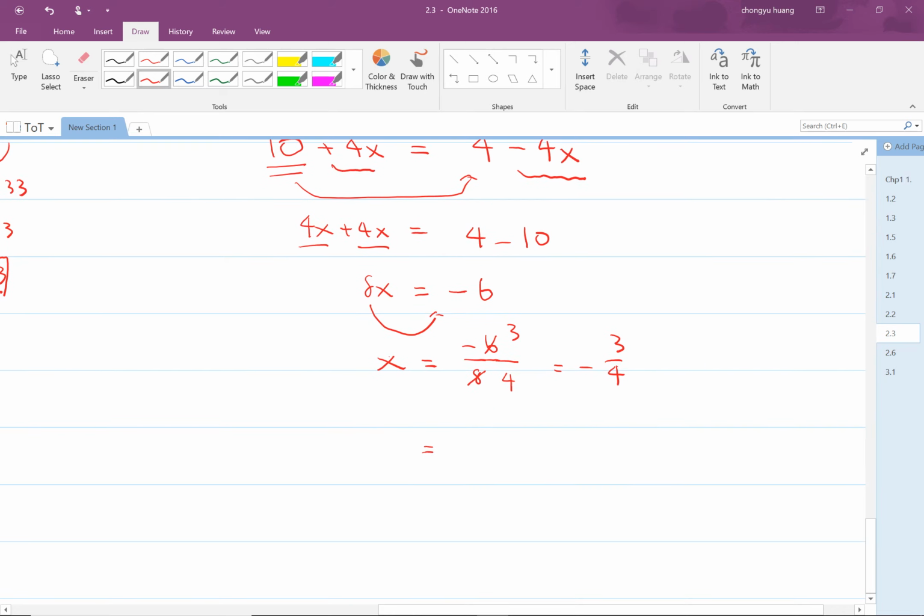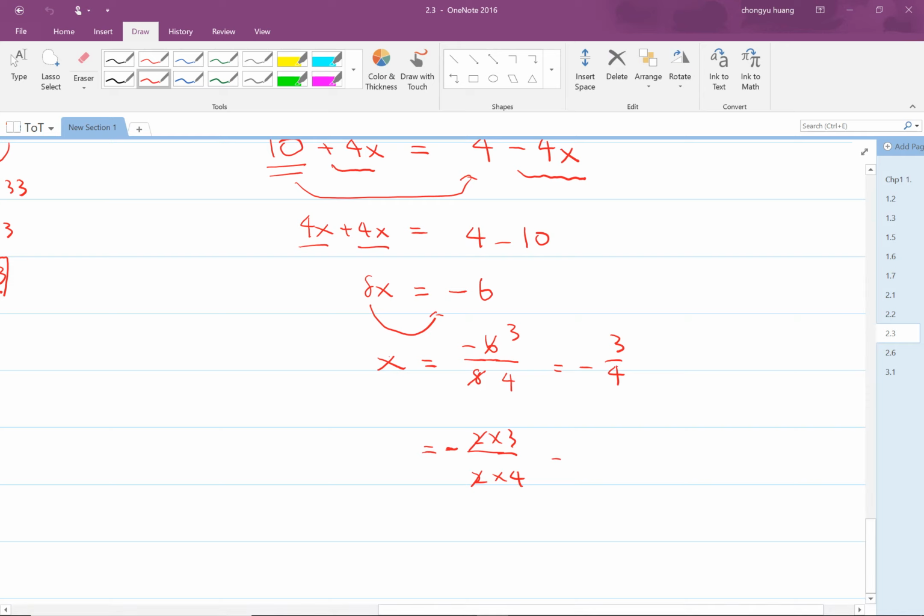So we put the negative outside, and then 6 is equal to 2 multiplied by 3, right? And then we have 8 is 2 multiplied by 4, right? So 2 and 2 get cancelled. That's the meaning. So you leave negative 3 over 4 as the solution.